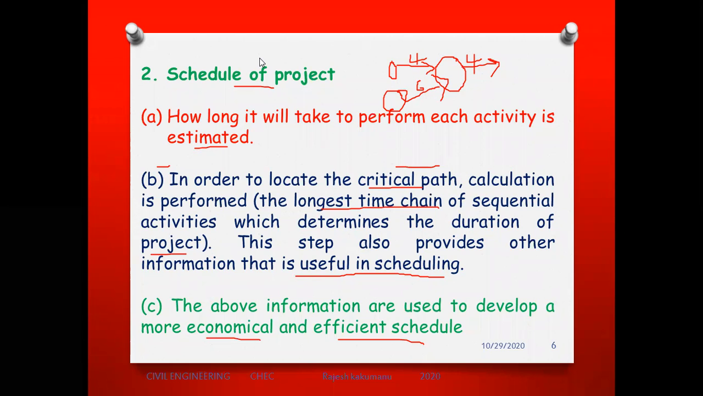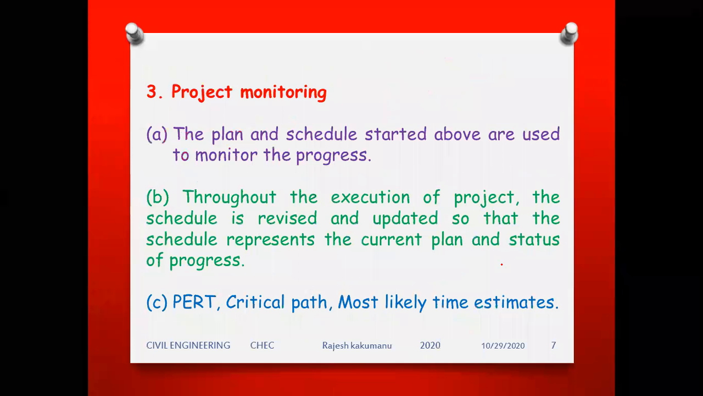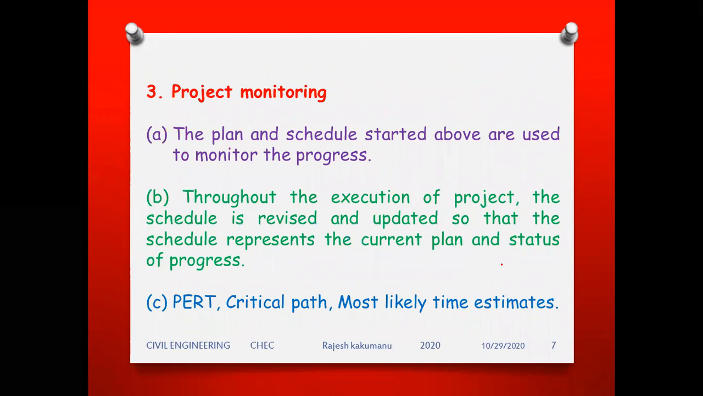Okay, next, what is the third one? The third one is project monitoring. So once the scheduling is done, the third step is project monitoring. So what happens in this project monitoring? In this project monitoring, we are using the plan and schedule of the project, which is already done. The plan and schedule started above are used to monitor the progress.